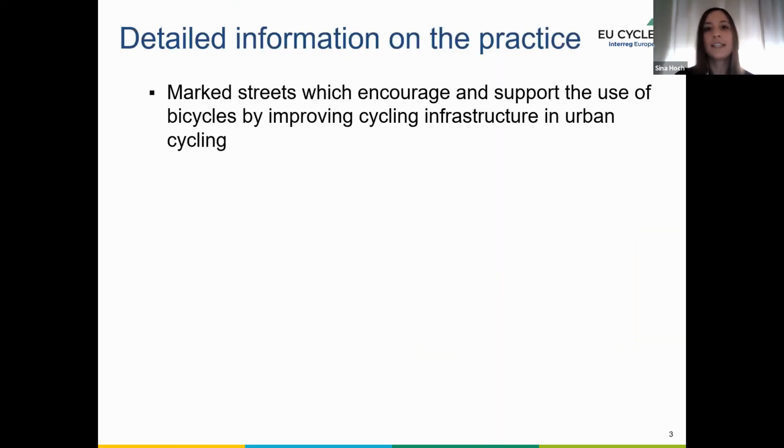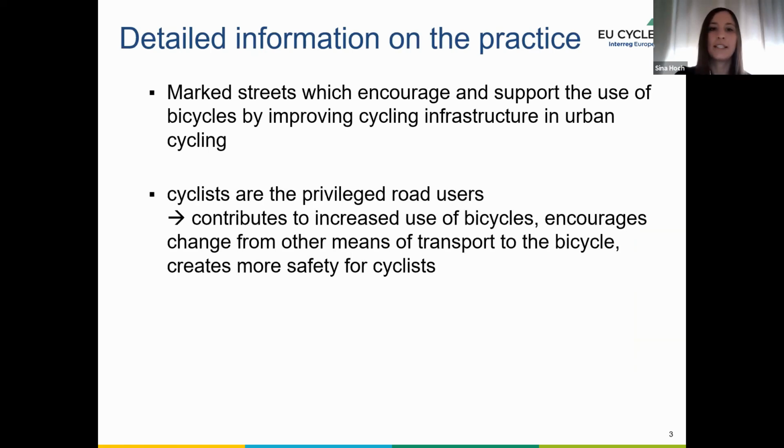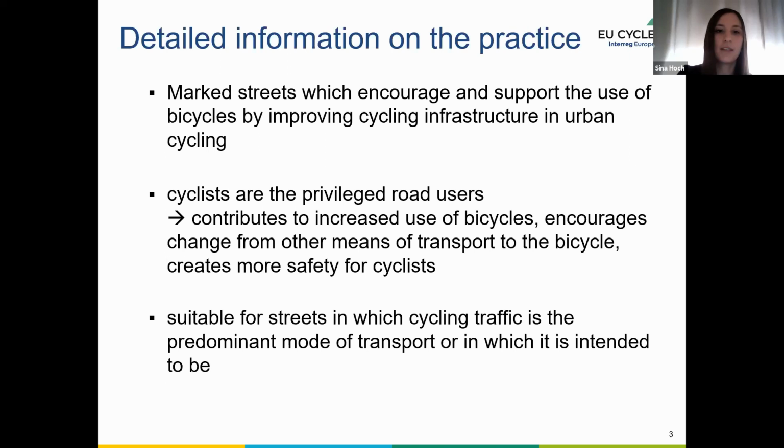Cycling streets are marked streets that encourage the support of bicycles by improving cycling infrastructure. Cyclists on these streets are the privileged road users, and because of that, this contributes to increased use of bicycles and also encourages the change from other means of transport to the bicycle, because it's more attractive to use the bicycle, and it creates more safety. A cycling street is suitable for streets in which cycling traffic is the predominant mode of transport, but also where the city wants to make cycling the predominant mode of transport.